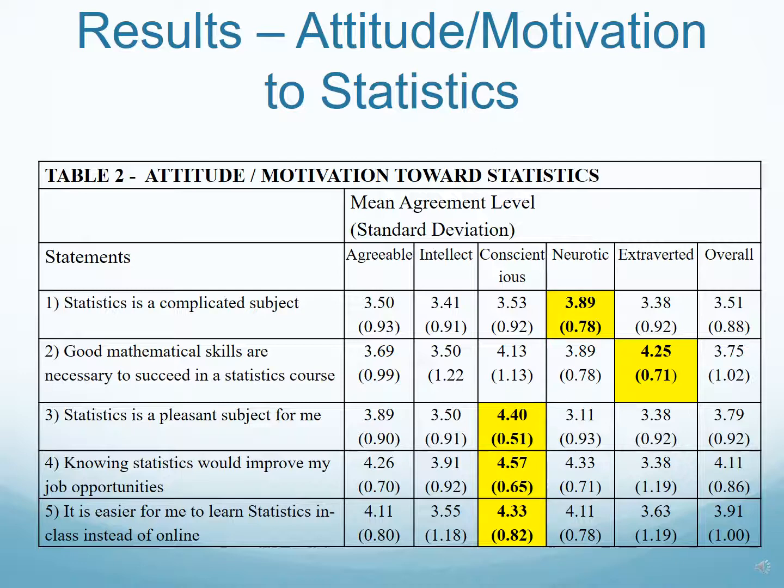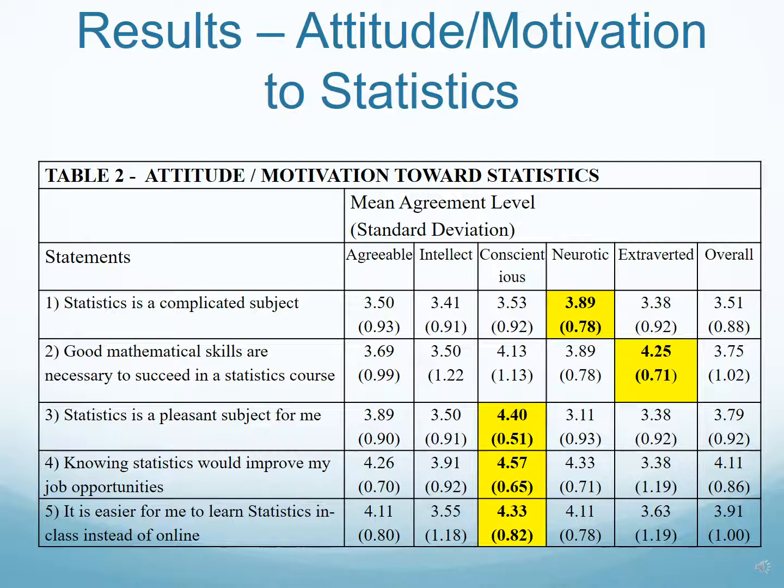Results were also obtained through 5 statements, where again people had to give their level of agreement. The statements concerned attitudes and motivation towards statistics. So in general, we found that students with different personality traits show different levels of agreement with the statements presented. For example, the neurotic group gave the strongest level of agreement with the first statement, considering statistics as a complicated subject. They feel apprehensive, most probably, about it.